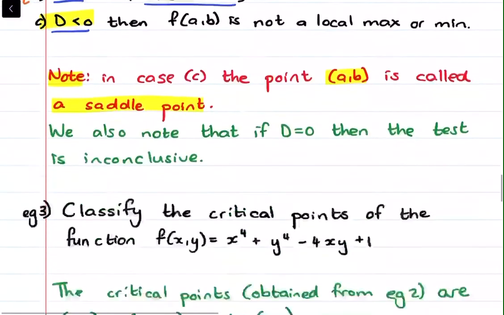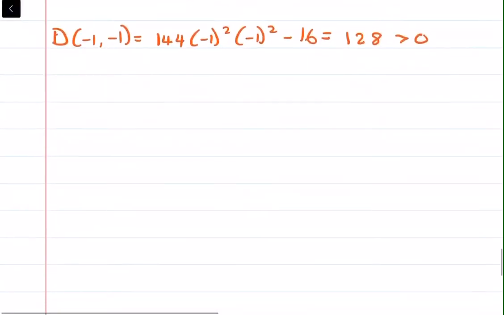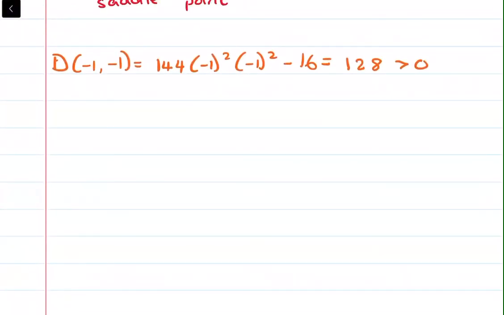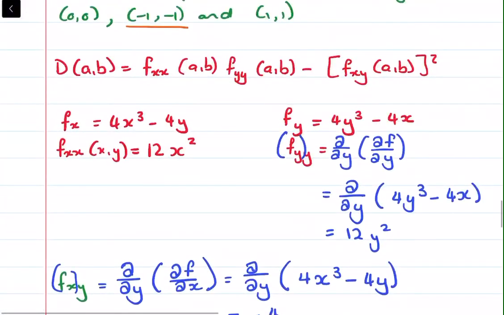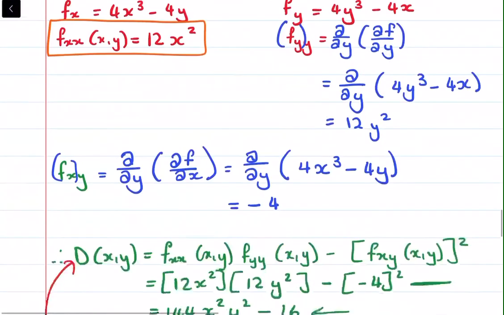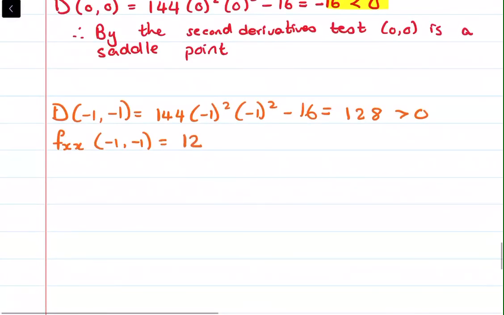Right, so let's see. fxx at -1, -1, what is that second derivative? It's this one, right? It's 12x squared. So whenever I see an x, I put in -1, and wherever I see a y, I put in -1. This gives me 12, which is positive. So I have that D is greater than 0, and the second derivative is also greater than 0.